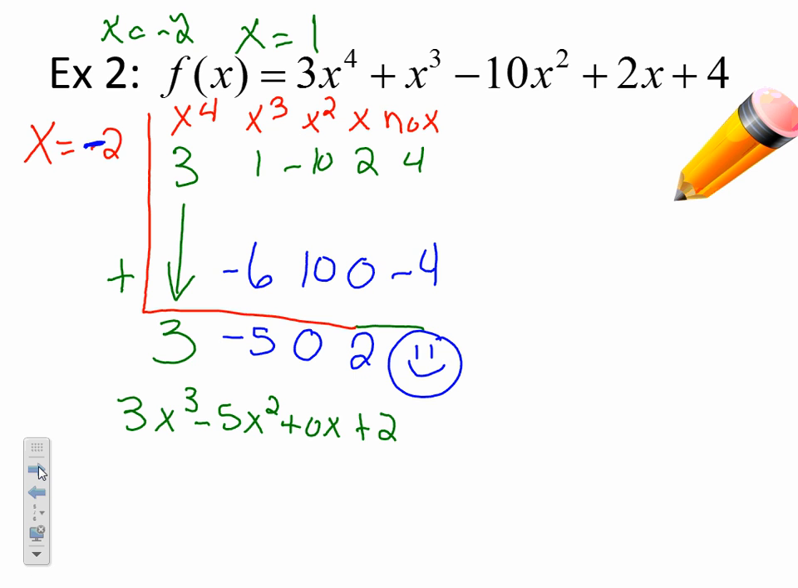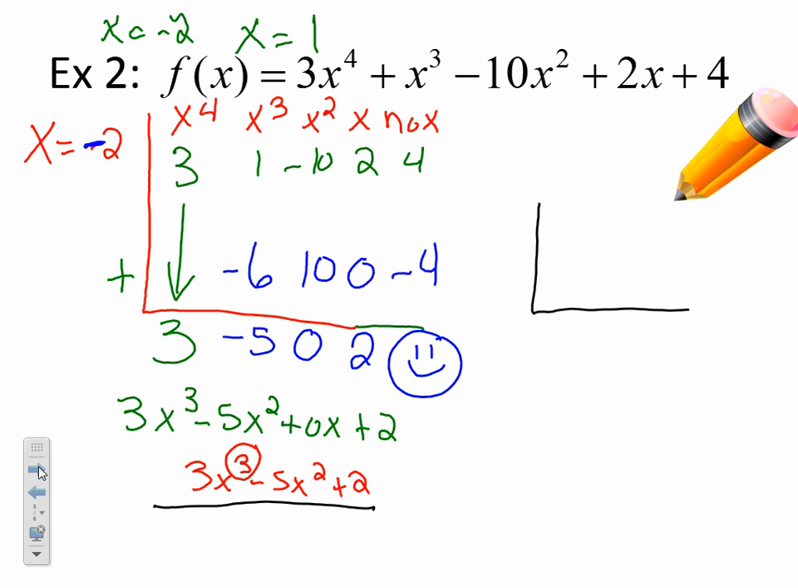Now, we don't have to have that 0x, so if you wrote it as 3x cubed minus 5x squared plus 2, that's just fine. But since we have this as a cubed, we can't factor it yet, so we need to use this and put it back into synthetic division like we did the other day. So we'll plug it back in right here. X cubed, x squared, x, no x.